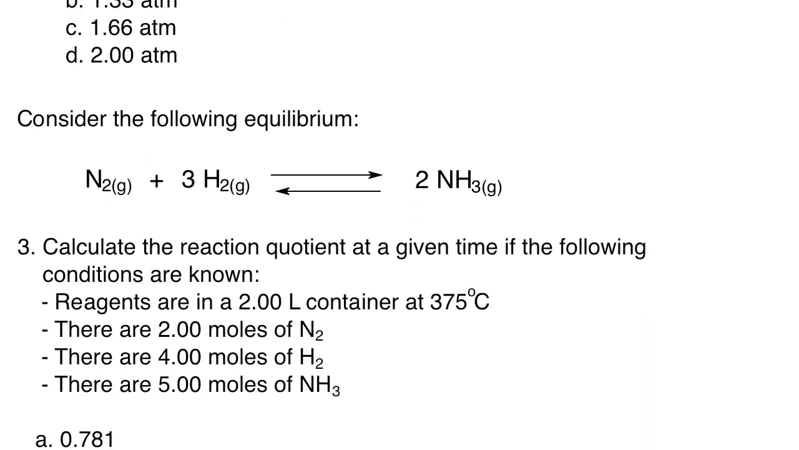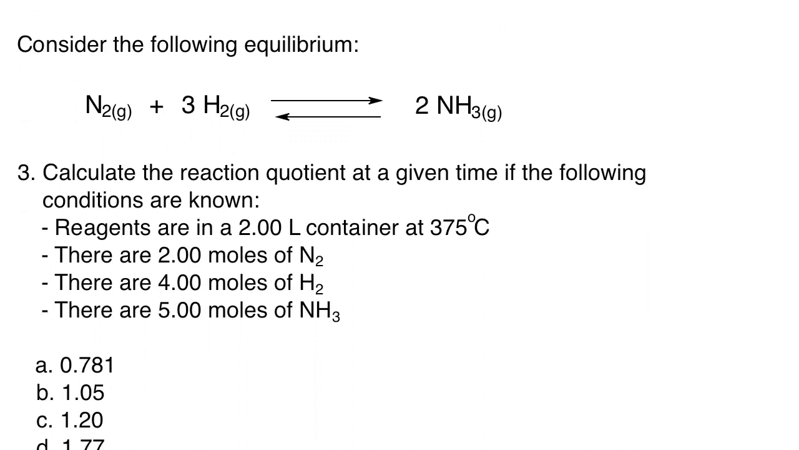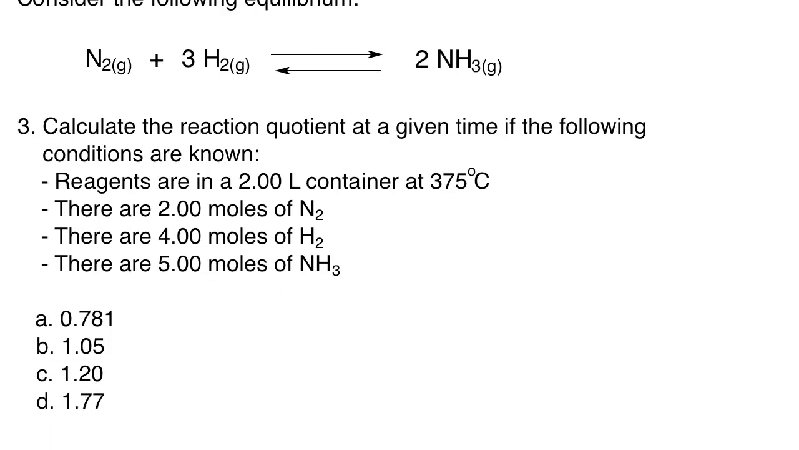All right, so now going down here, I have another equilibrium to consider. So take a look at this. You've got nitrogen gas and hydrogen gas. Those are going to combine in order to give ammonia gas. Now, for the third question here, which is referring to this reaction, we're going to calculate the reaction quotient. So remember, that's Qc, all right, at a given time if the following conditions are known.